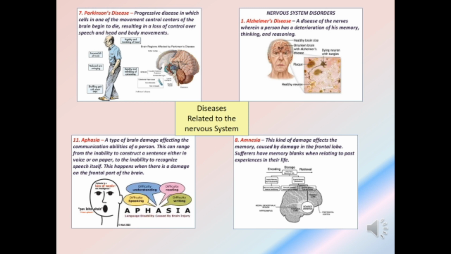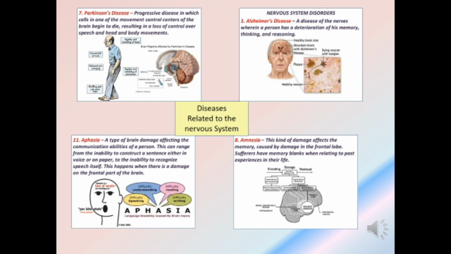The next one is amnesia. This one affects the memory, caused by the damage of the frontal lobe. The victim, or the person suffering from amnesia, has memory loss related to past experiences in their life.